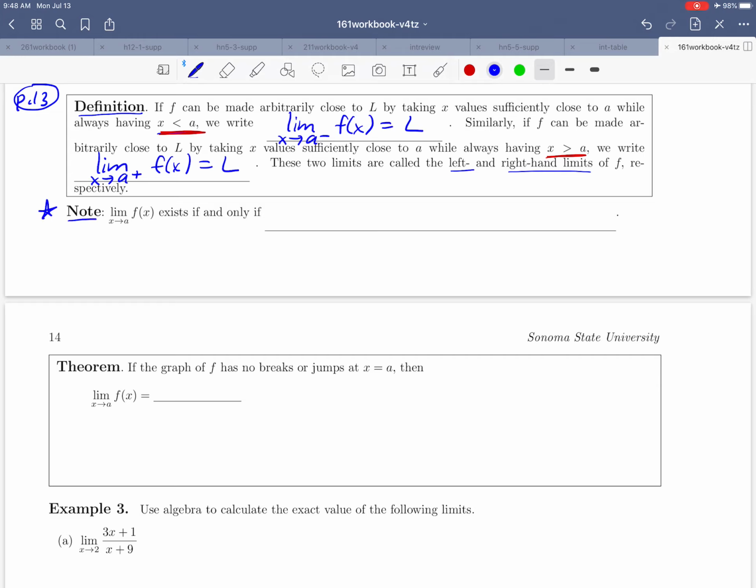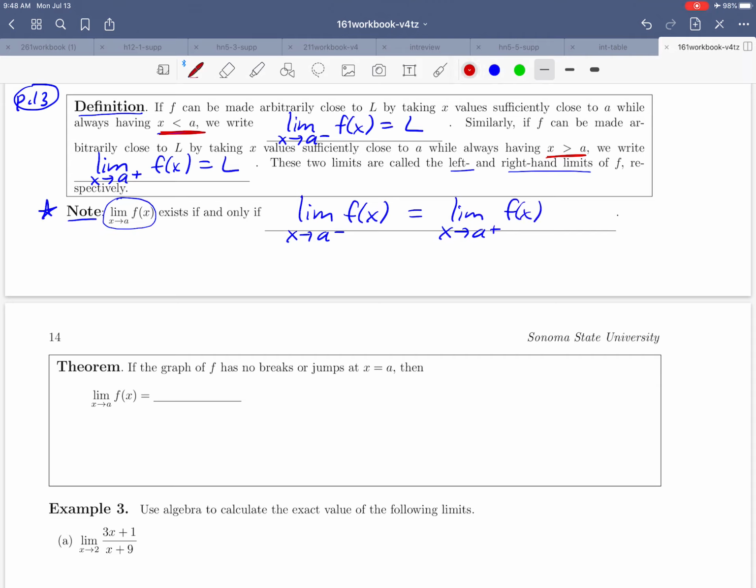Okay, and then very important comment. The overall limit as x approaches a of f of x exists if and only if we get the same number from the left and the right hand side. In other words, if the limit from the left as we approach a happens to be equal to the limit from the right.